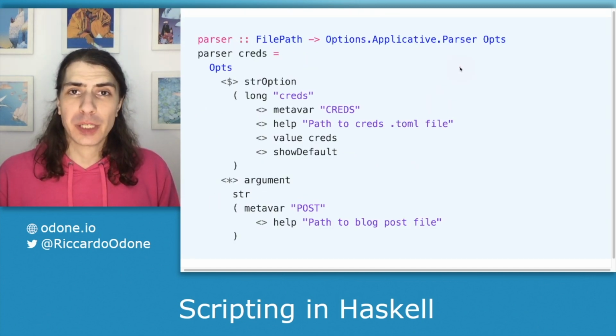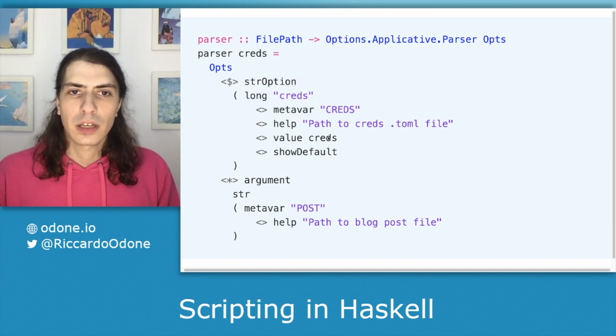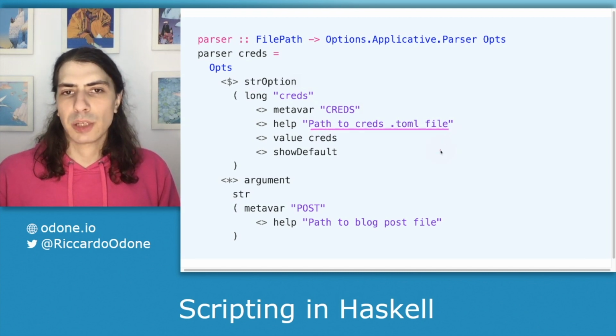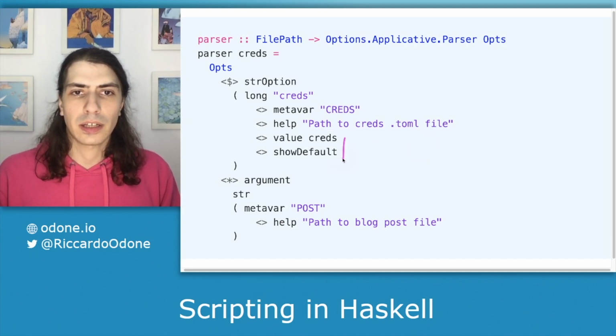Okay, we're using optparse-applicative, the package, to parse command line arguments. In particular, here we define the parser for our opts. And we have two arguments coming from the command line. One is a string option, --creds, which, as we can see here from the help, is a path to a credential file where we have the credentials to Twitter. Notice that this has a default, which is coming from the first argument of the parser function.